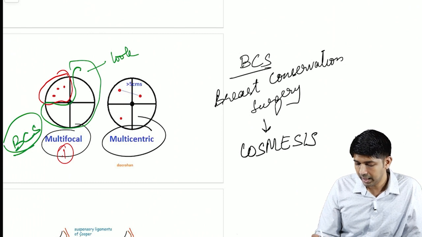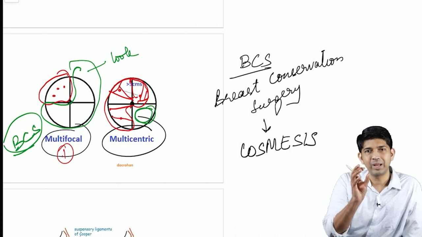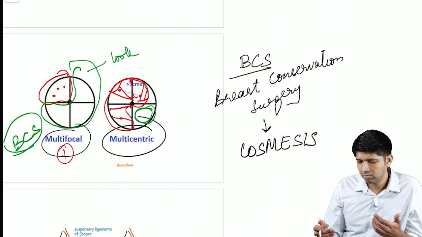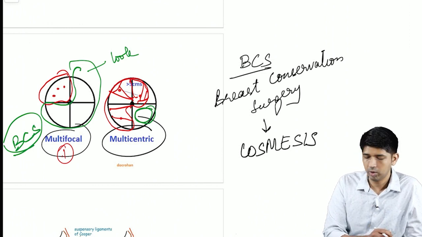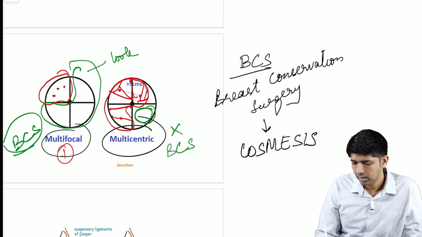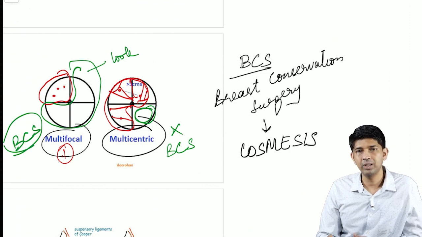Okay, but in multicentric tumors, if you end up removing so much of the breast, what is left back is a very small part. Okay, so there is no cosmetic improvement, or it's actually worse than having no breast. Okay, so you can't do BCS in multicentric tumors. So this was with regards to presentation of the lump.